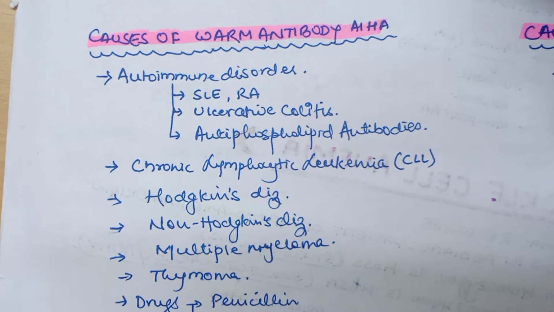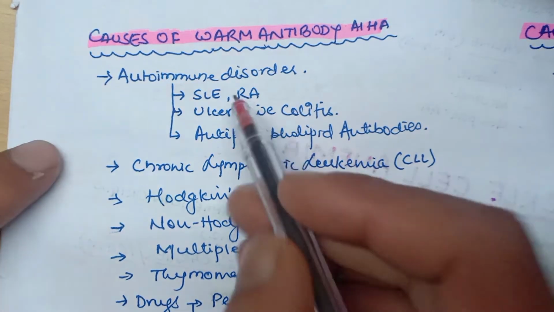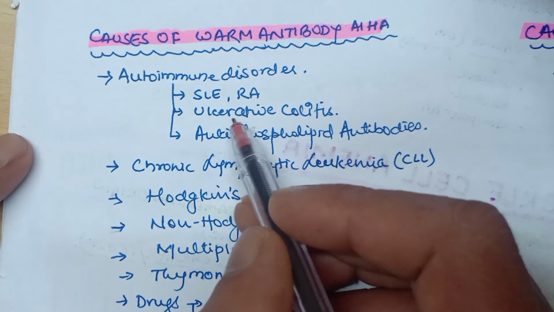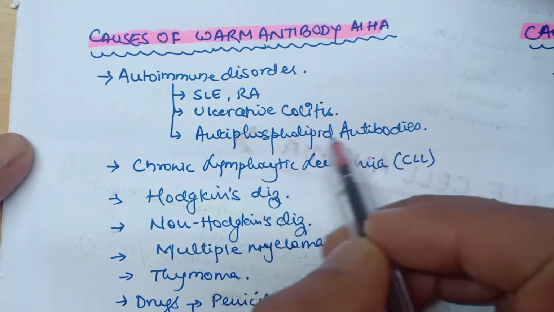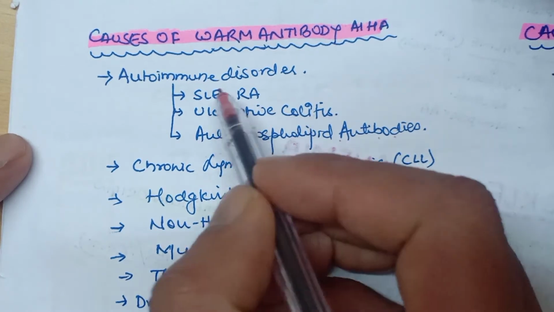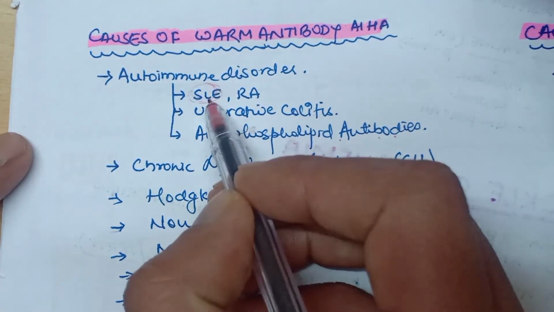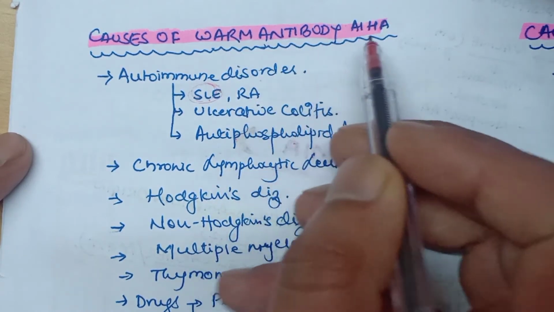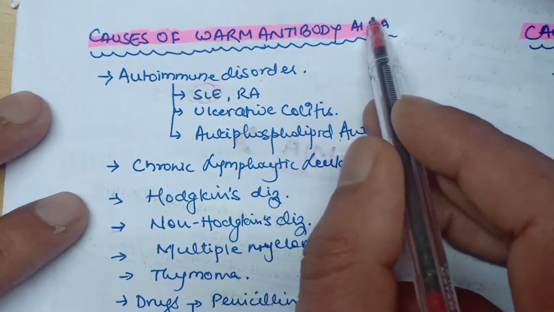Now we'll talk about the causes of warm antibody autoimmune hemolytic anemia. So the causes are autoimmune disorders, that is SLE, rheumatoid arthritis, ulcerative colitis, antiphospholipid antibodies. Here SLE is the most common autoimmune disorder associated with warm antibody autoimmune hemolytic anemia.